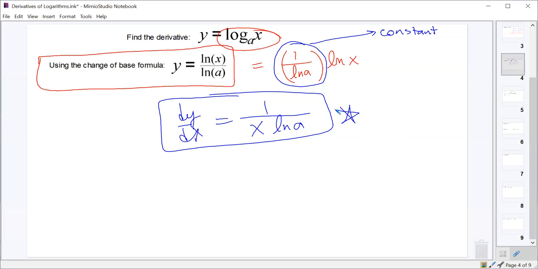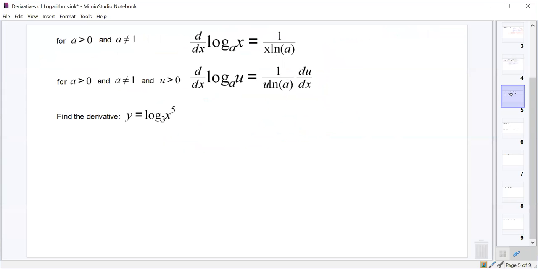This is another rule that you're going to want to have memorized. So memorize that rule. All right, let's see if we can apply that into the chain rule. So the derivative of log base a of a function is 1 over the function times natural log a, and then times the derivative of the function. So let's do this with a simple one here. Log base 3 of x to the 5th. This is y equals log base 3 of u with u equal to x to the 5th.